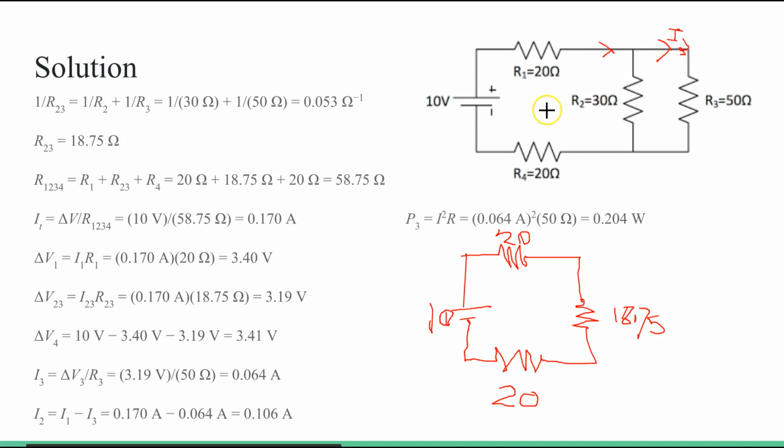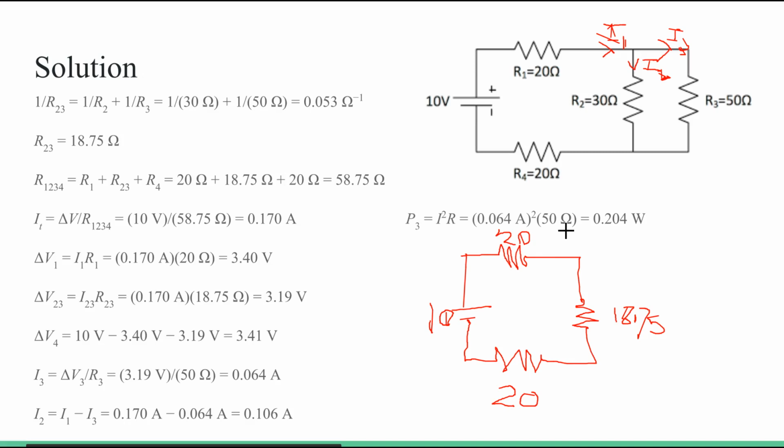And you could use the junction rule to find I2. This is I1. Oh, I'm sorry, that looks terrible. Okay, so I1, and this is I2. So I2 must equal I1 minus I3, because I1 equals I2 plus I3 from the junction rule. So you get 0.170 amperes minus 0.064 amperes equals 0.106 amperes. So we found the current going through all 4 resistors.